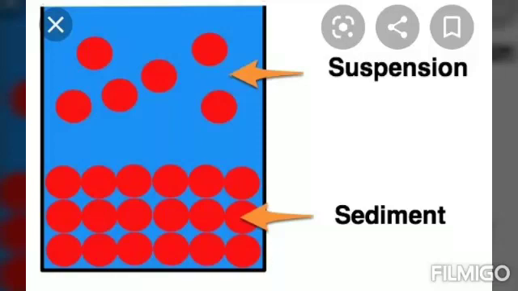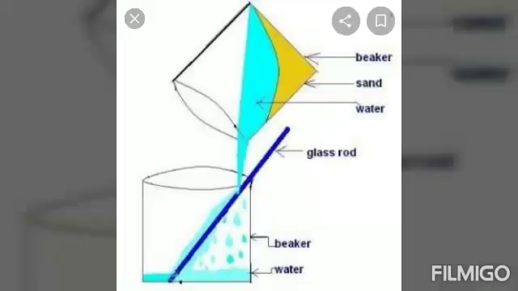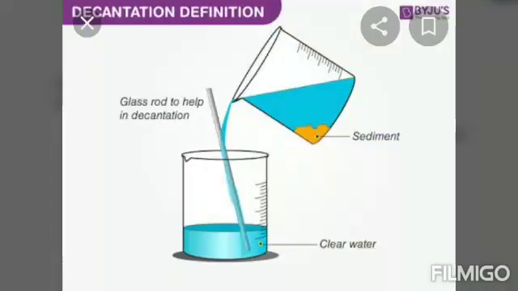Now we will take our next process, that is called decantation. In decantation, we have to pour out our liquid from one vessel to another vessel without disturbing our sediments. So we will pour out our liquid to the next vessel. This process is called decantation.